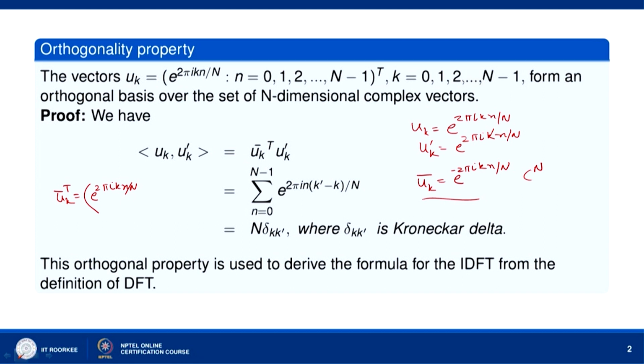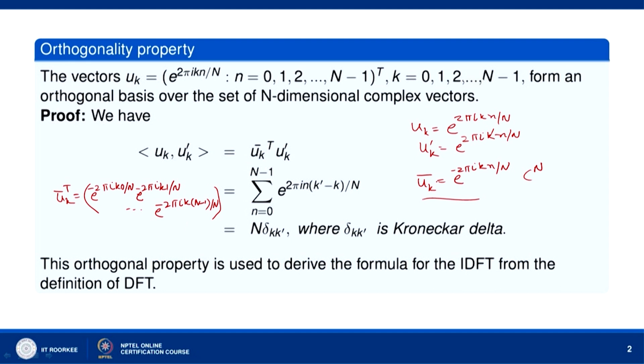So, we can write like this, let us take n equal to 0 first. So, we can write e raised to the power minus 2 pi i k 0 by N, we have to take the minus because of the conjugate. Okay. So, then minus 2 pi i k 1 by N, the second component, and the last component is e to the power minus 2 pi i k (N minus 1) over N. Okay. So, this is the row vector u_k conjugate transpose.